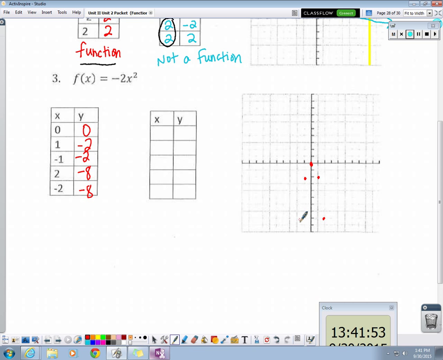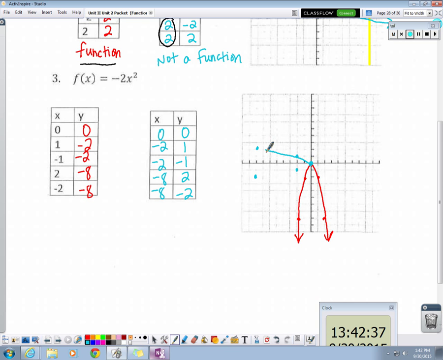And then on the other side, since it's a parabola, it's kind of easy to graph these. Okay, now, why in the world is that parabola upside down? Because it's a negative parabola. Okay, so now when we do the inverse, what will my table look like? Okay, so 0, 0, negative 2, positive 1, negative 2, negative 1. Negative 8, positive 2, and negative 8, negative 2.